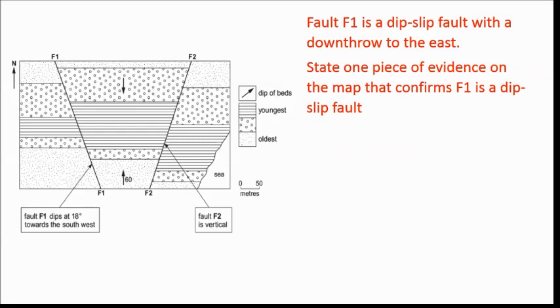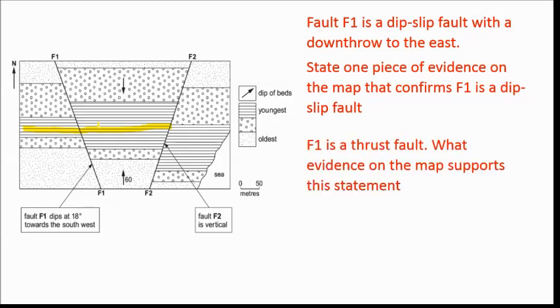Fault F1 is a dip-slip fault with a downthrow to the east. State one piece of evidence on the map that confirms F1 is a dip-slip fault. Well, nice and clearly we have the axial plane running straight through the centre of that fold there. Therefore, we know it hasn't been displaced, making it a dip-slip fault, i.e. one side has moved up and one side has moved down.